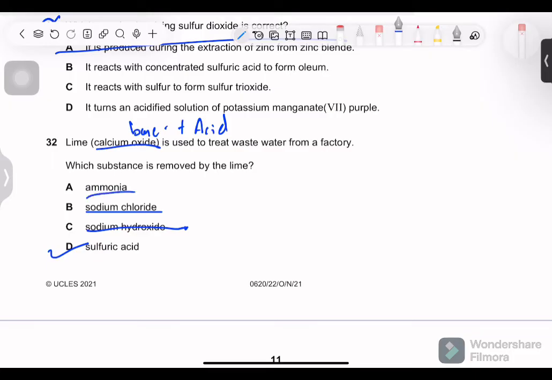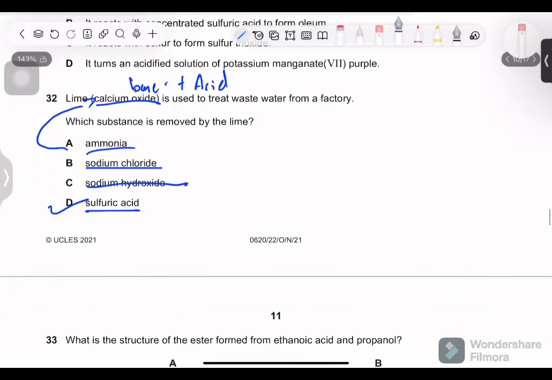Ammonia is not present in the water, even if it is basic. So ammonia does not react with a base. So only an acid can react with a base.